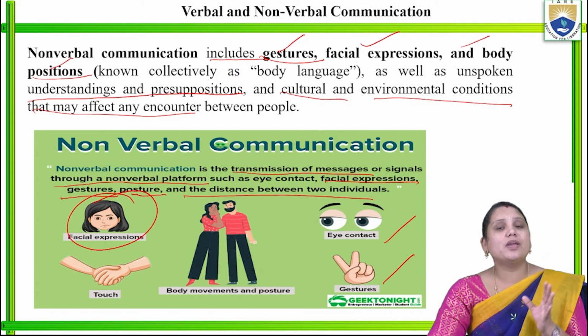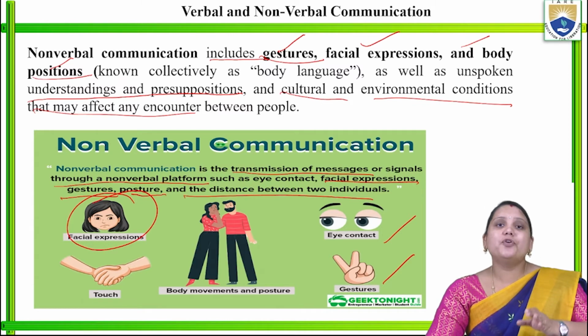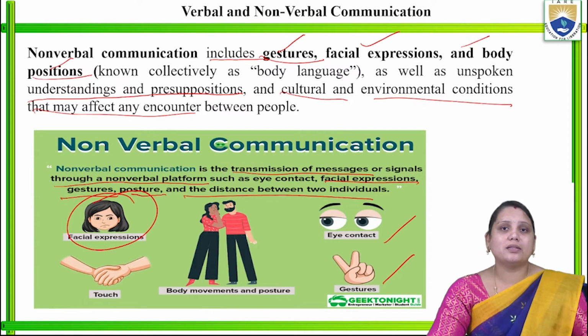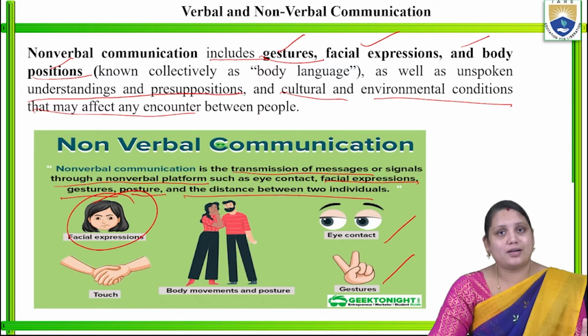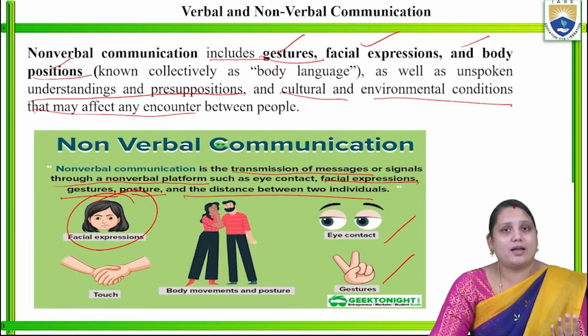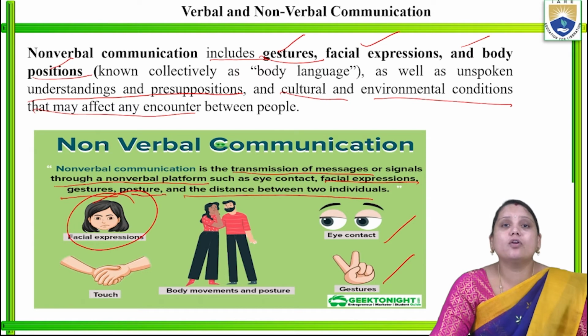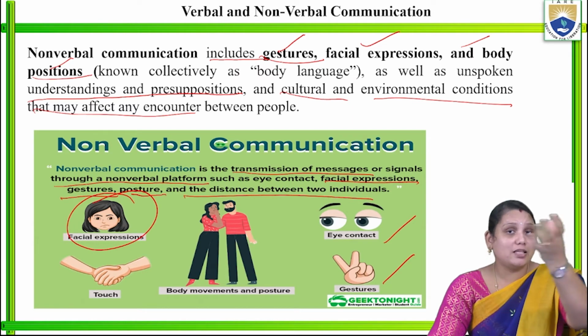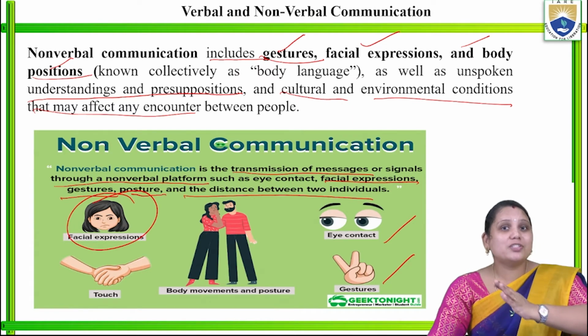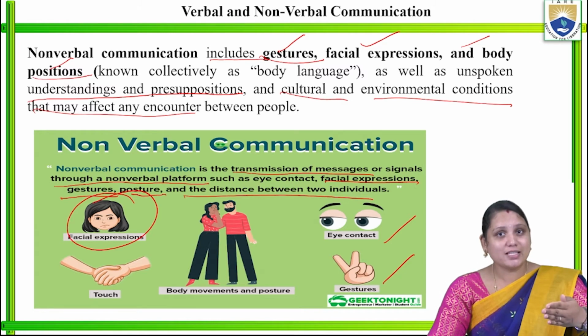The distance between two people shows the relation they have. If you are sitting with your mother, you sit very close to her, isn't it? Because you own her. She is my mother, so I sit very close to her. But if it is others' mother, what do you do? You sit a bit far from them, isn't it?